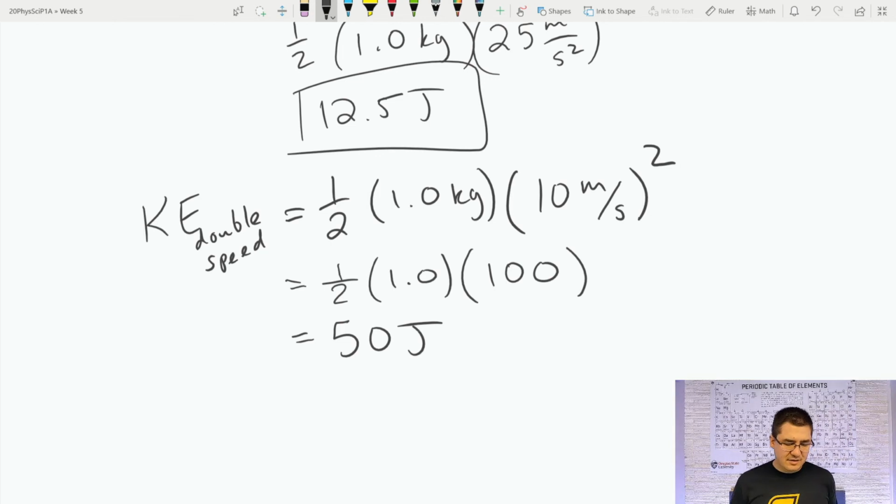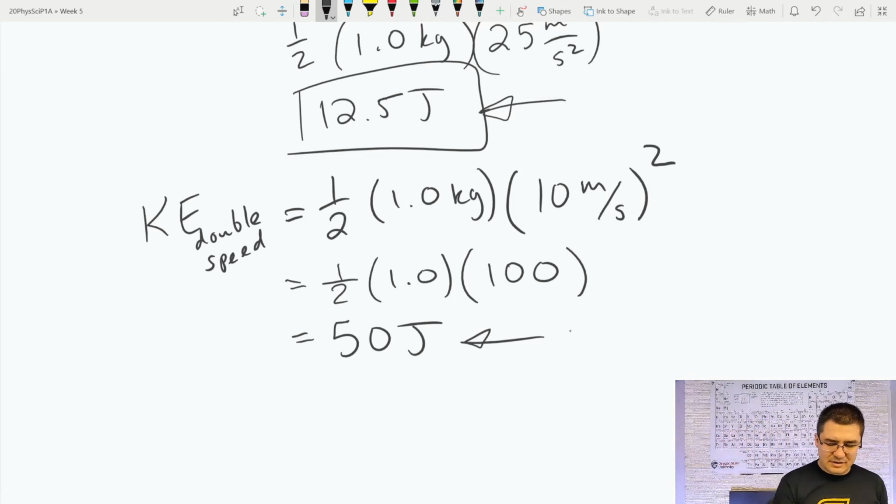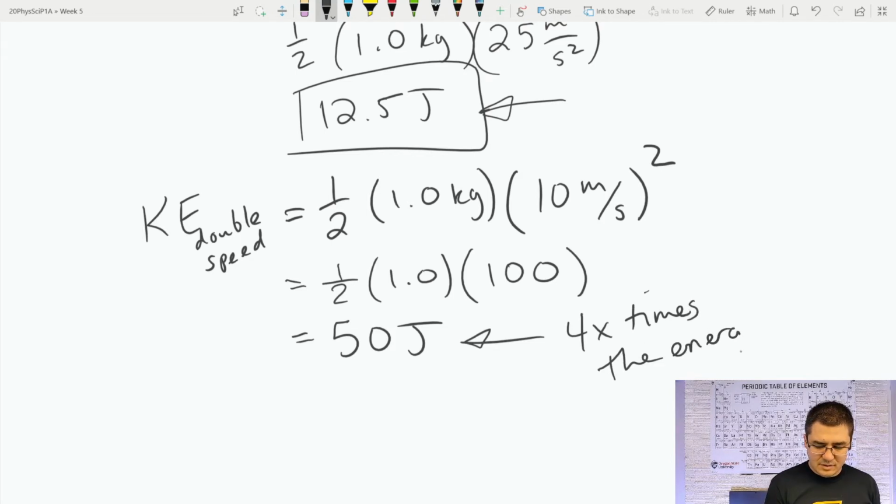So here you go. If you compare the old one and the new one, I double the velocity that I can throw this thing. This comes out to 4 times the energy. So when you speed an object up, you're actually changing the energy by the square, and it all comes down to that exponent.